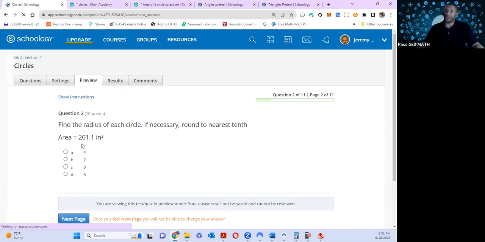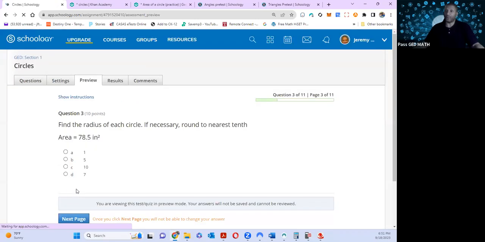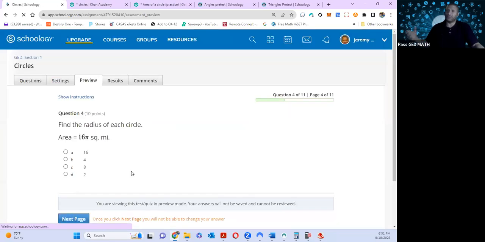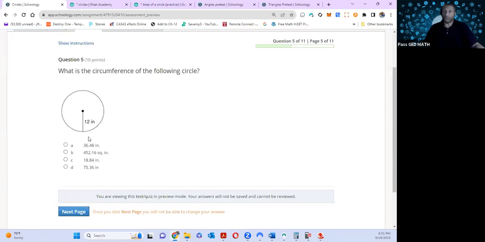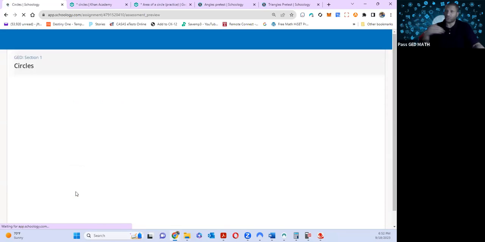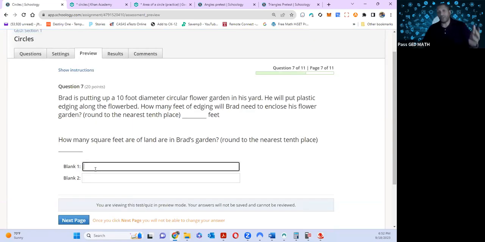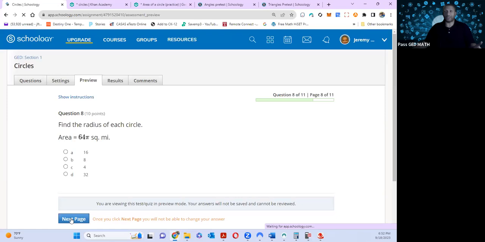Find the radius of each circle, given the area. Again, if you practice in Khan Academy or Schoology, you're prepared. Look at the same type of questions, but now given to you in different ways. One way had a circumference given in terms of pi. Now I give you a diagram of a circle. I give you the same questions in different ways so you can be prepared to answer no matter what they give you. Here's a word problem about a circular flower garden, to see if you understand that you can take the mathematical concept and apply it to a real life scenario. That's what a word problem is. That's all a word problem is.